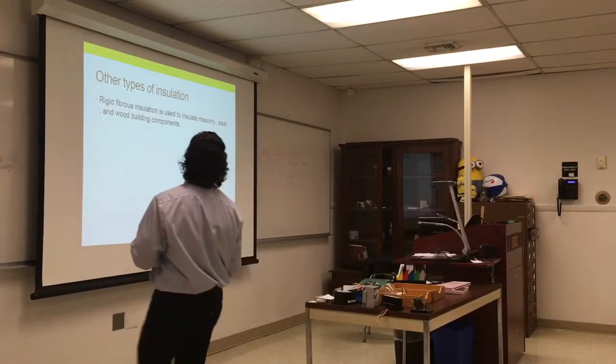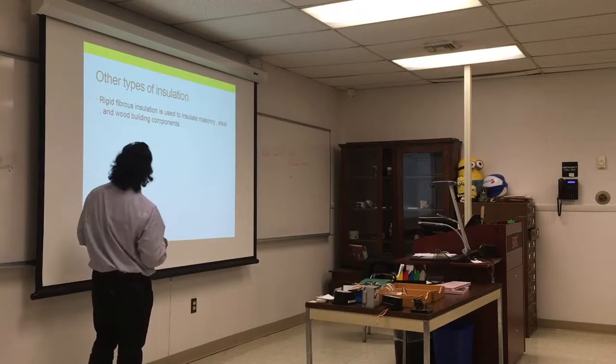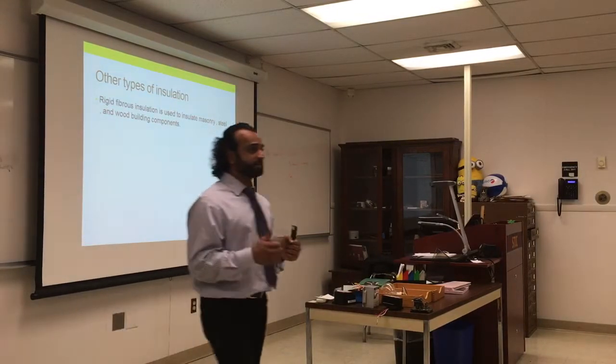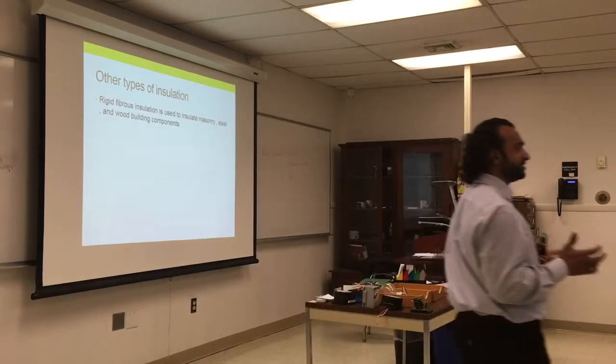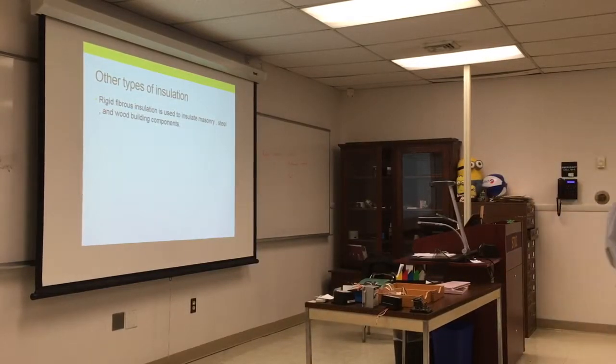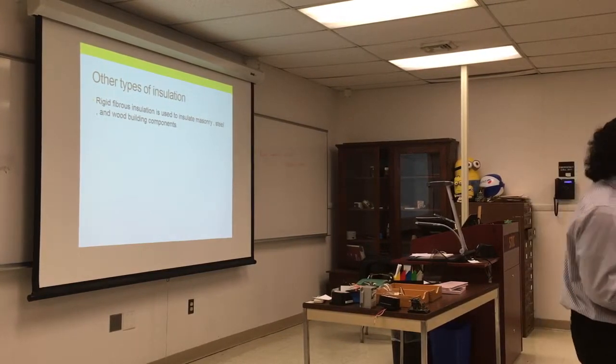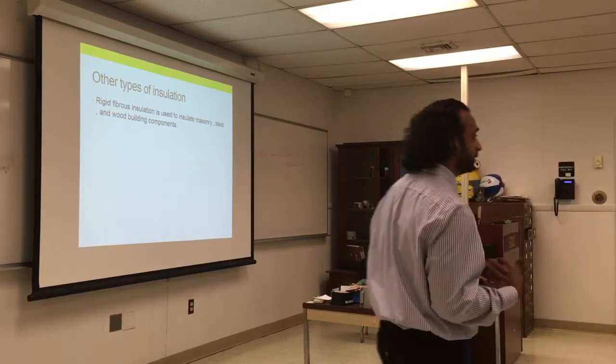What are other types of insulation? There's rigid fibrous insulation that is used to insulate masonry. So if you build with bricks, anybody did any kind of masonry work? Laying stones or bricks? The bricks have cavities. In a lot of hot regions, especially in the south, they insert some kind of foam inside the bricks to insulate. Because this cavity, even though it has air, it still will conduct heat.